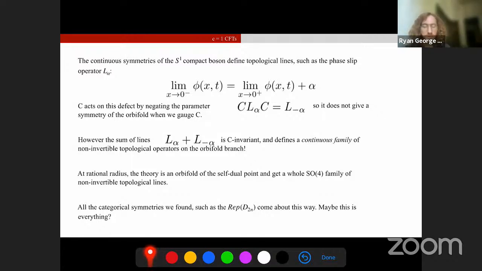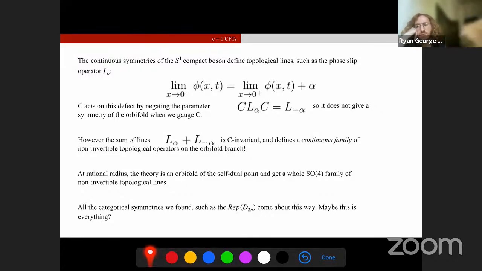But what you can do is you can consider the sum of the lines. You can take a sum of lines, and basically what it means is that the line itself has some internal degree of freedom, that in one configuration you get the alpha phase slip, in the other configuration you get the minus alpha phase slip, and that is actually gauge invariant. It's a reducible line in the circle theory, but it gives you an irreducible line in the orbifold, and it gives you a whole family for alpha, but now alpha is no longer circle valued.